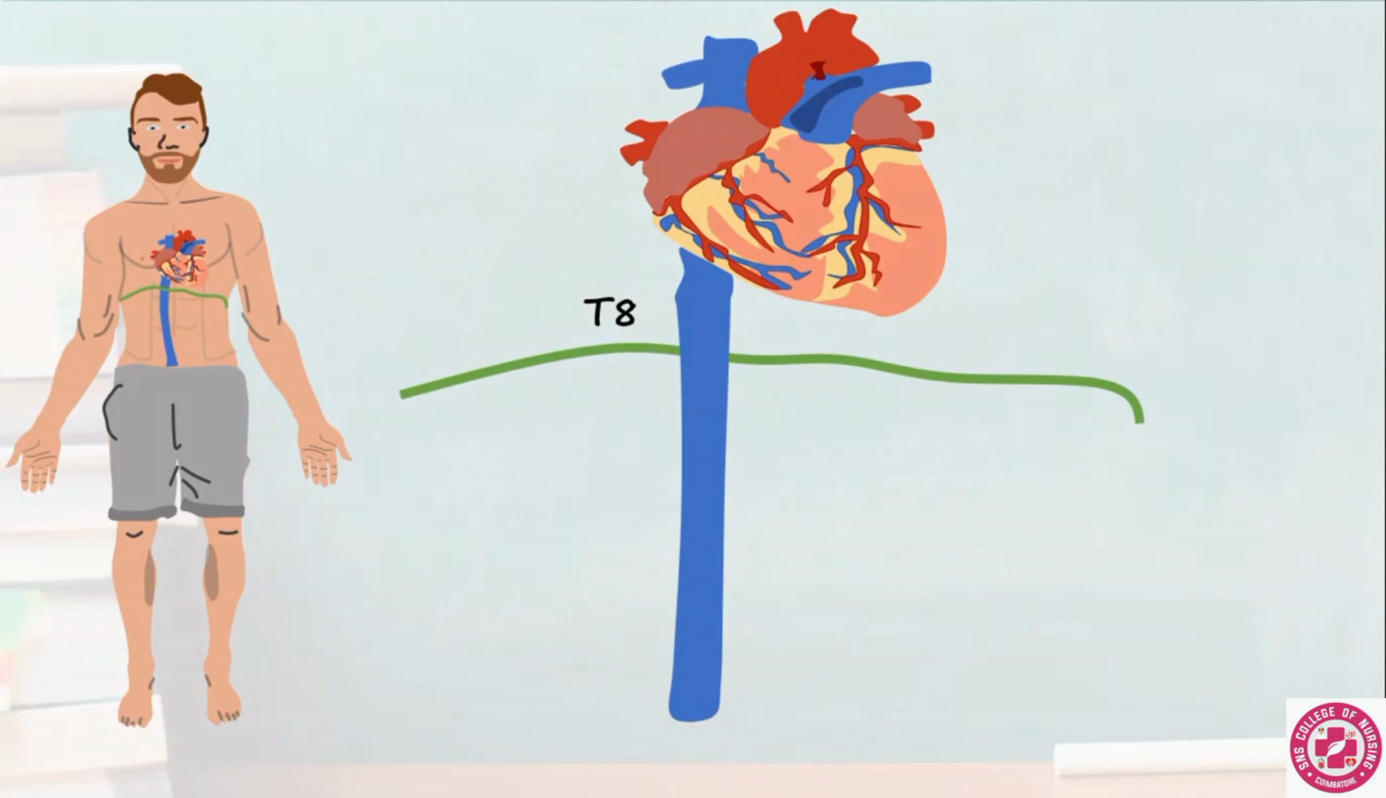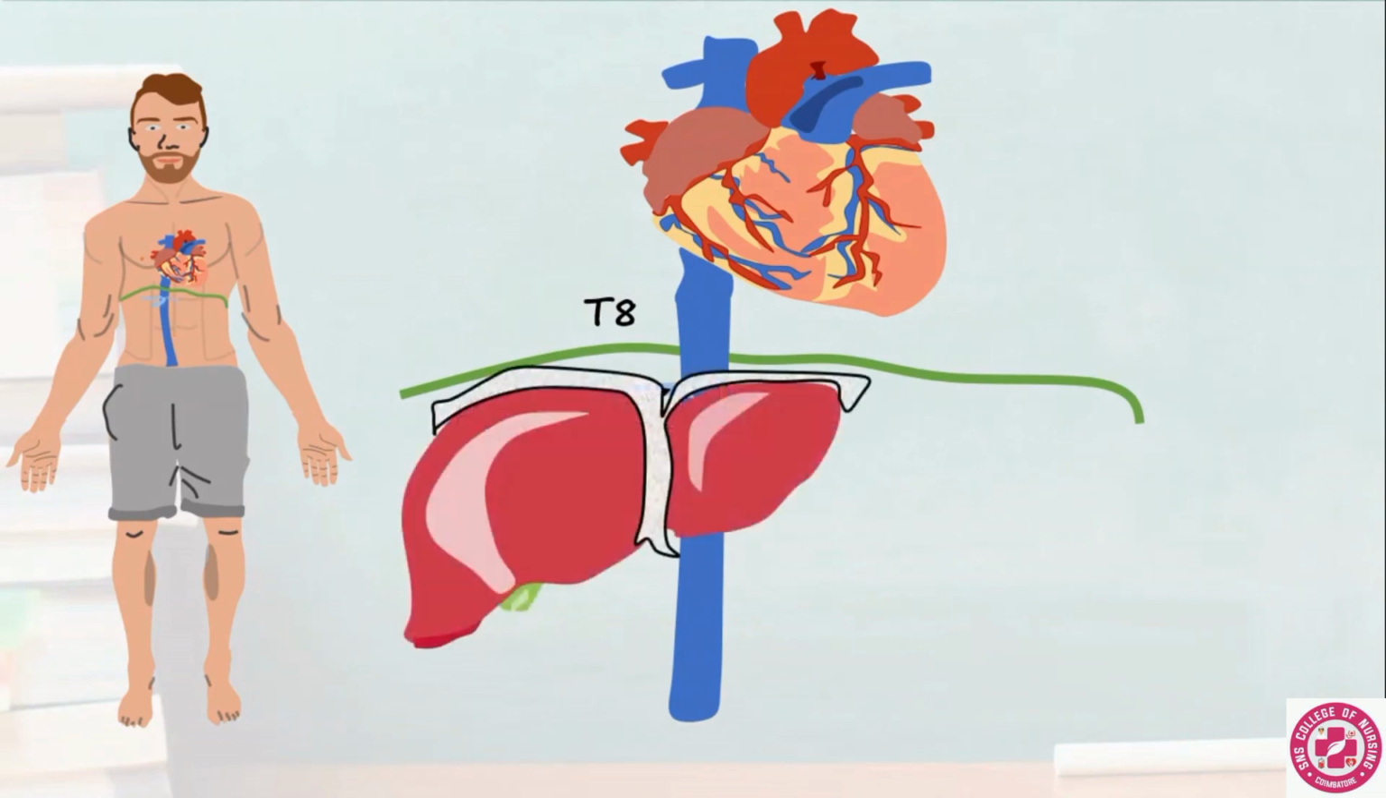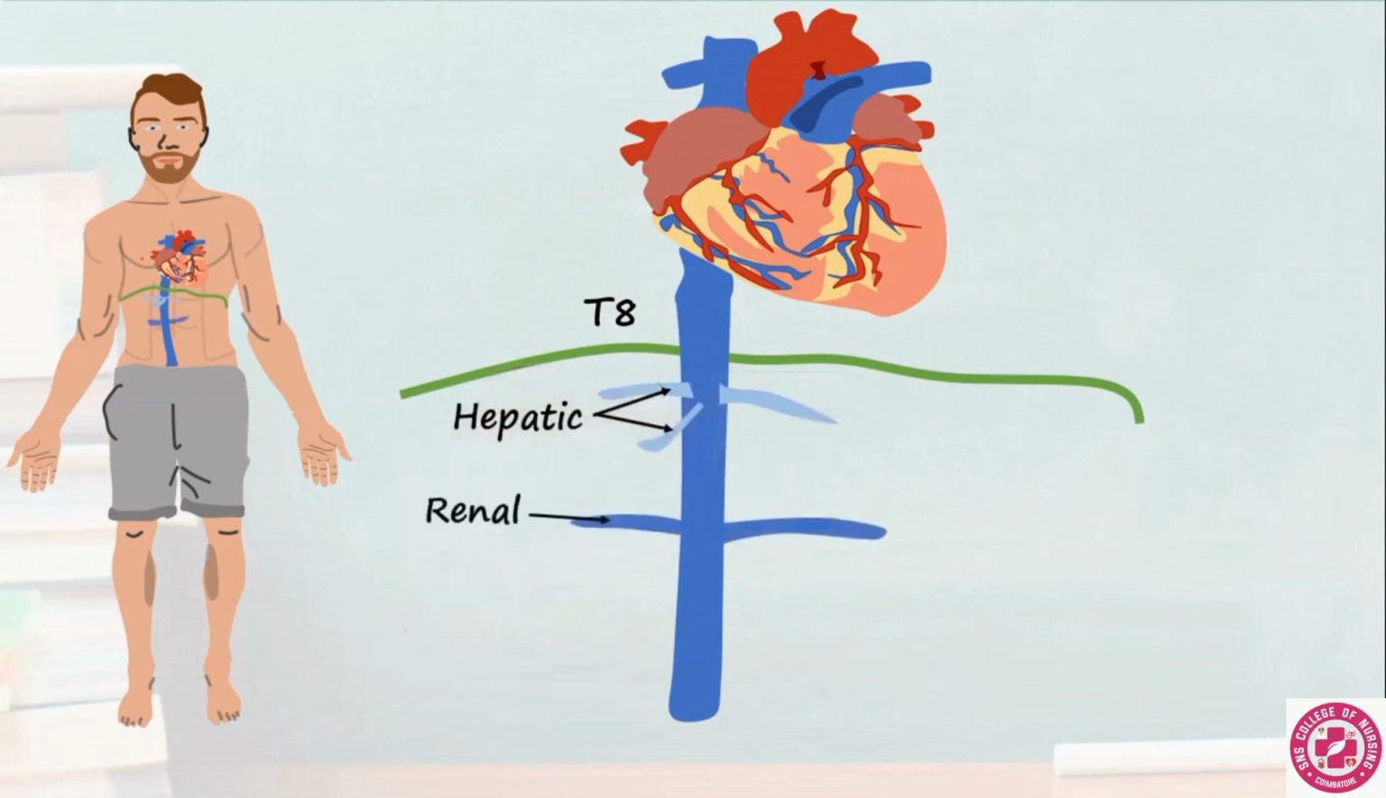The first tributary veins it receives are the 3 hepatic veins, which drain the liver. Next it receives the renal veins from the kidneys, followed by some smaller veins that drain the posterior abdominal wall, known as the lumbar veins. Lastly, there are 2 veins that start in the abdomen and pass inferiorly to drain the testes or ovaries.